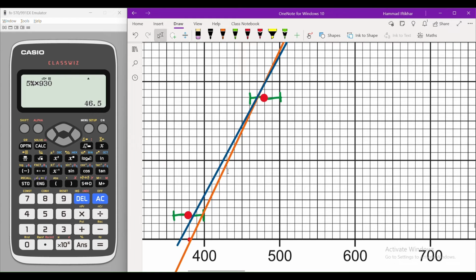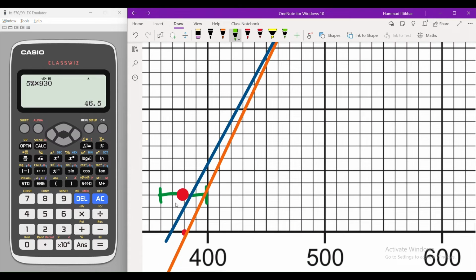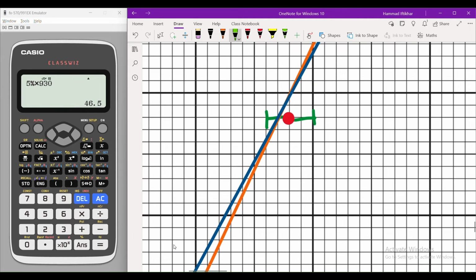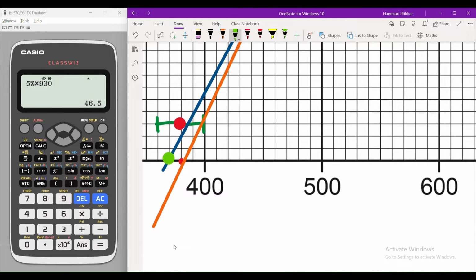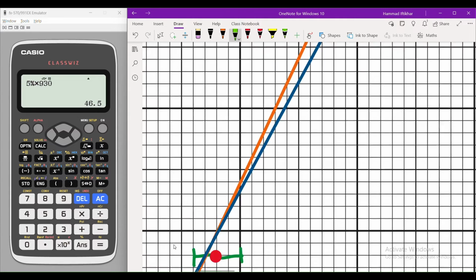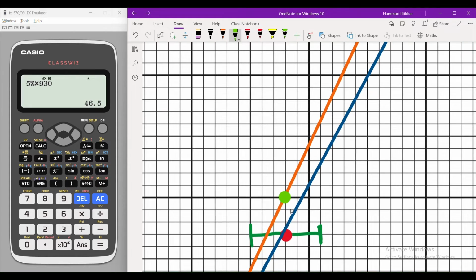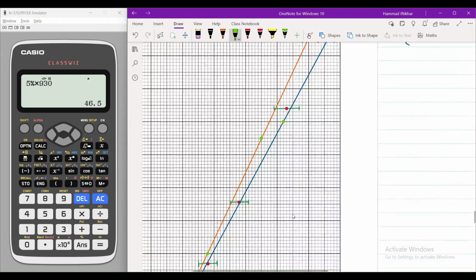However, let's keep searching. Okay, so my best fit is crossing over here. My worst fit, let's pick another point. Okay, found it. All right. Okay, so let's find out what those points are.